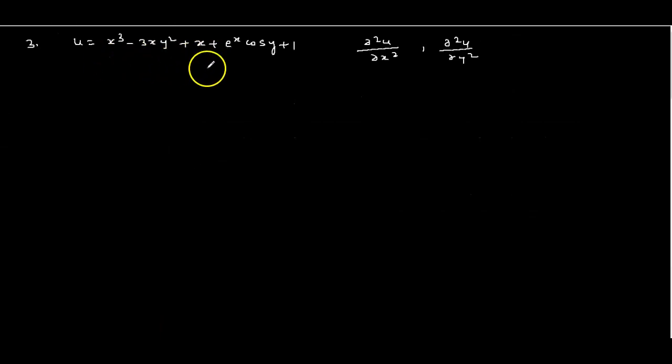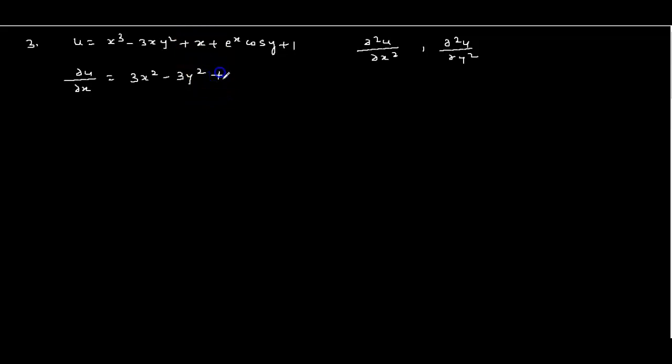This u is given here. We need to find the double differentiation with respect to x two times. So first we find ∂u/∂x. So this becomes 3x². Here 3y² is constant and the x differentiation is 1. So we will write 3y².